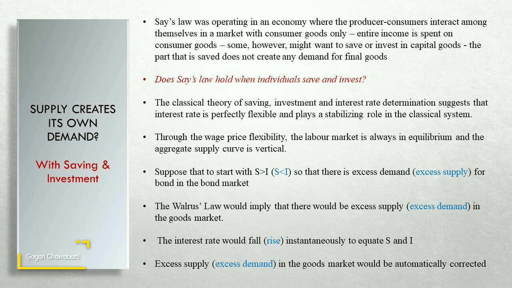The classical theory of saving, investment and interest rate determination suggests that the interest rate is perfectly flexible and it plays a stabilizing role in the classical system. Through wage price flexibility, the labor market is always in equilibrium and the aggregate supply curve is vertical.